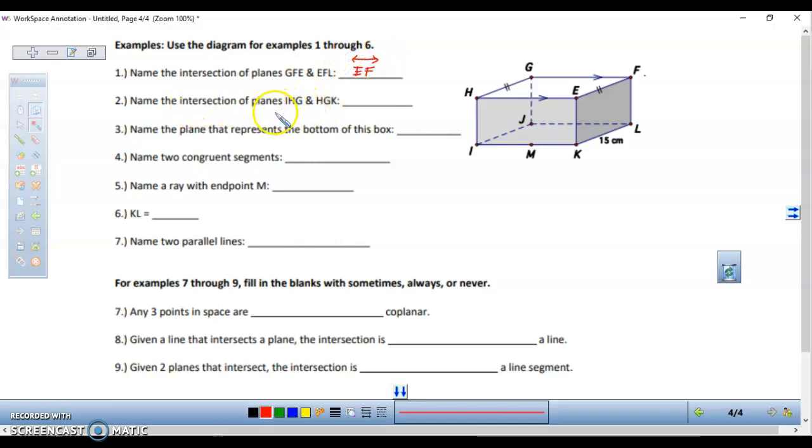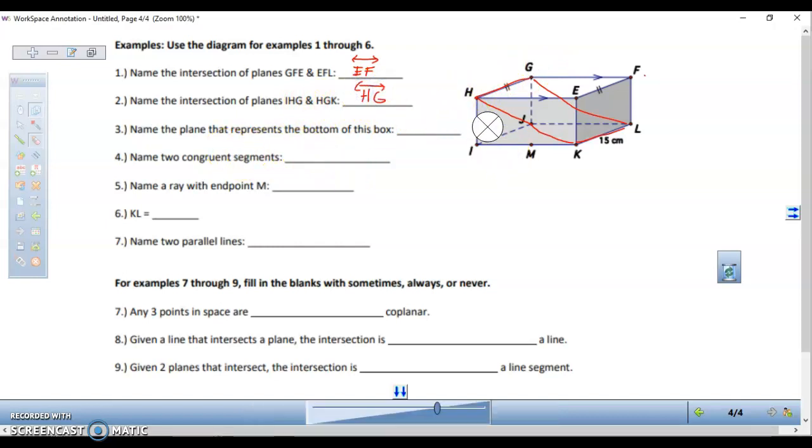Name the intersection of planes IHG and HGK. So here's IHG. IHG is the left side of the box, and HGK. Now this is kind of tricky. You might look and say, hey, HGK is not a plane. But remember, any 3 points defines a plane. There's a plane that exists here. It's a little diagonal plane. You just can't see it. It's not drawn. But where that diagonal plane intersects the left side of this box is at line HG.